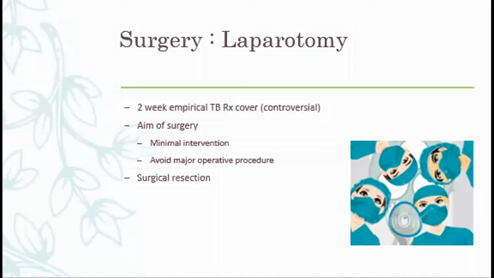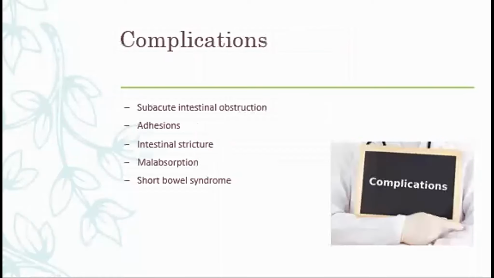You can have procedures like external diversions, internal diversions, closures of perforations, and stricturoplasty. And surgical resections are less commonly performed. So complications of abdominal TB, you can have subacute intestinal obstructions, you can have adhesions, intestinal strictures, malabsorption, or short bowel syndrome.